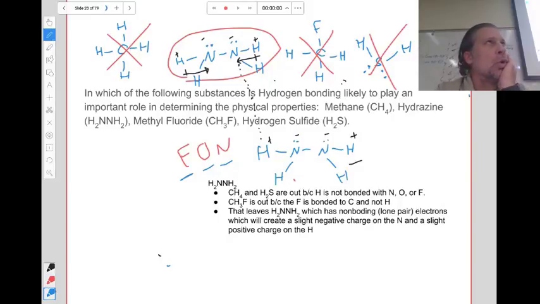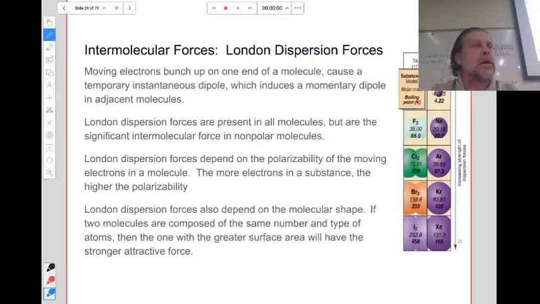Dipole intermolecular forces are present when one of the atoms in a bond has a stronger electronegative attraction to the electrons in the bond. The special type of that is hydrogen bonding.